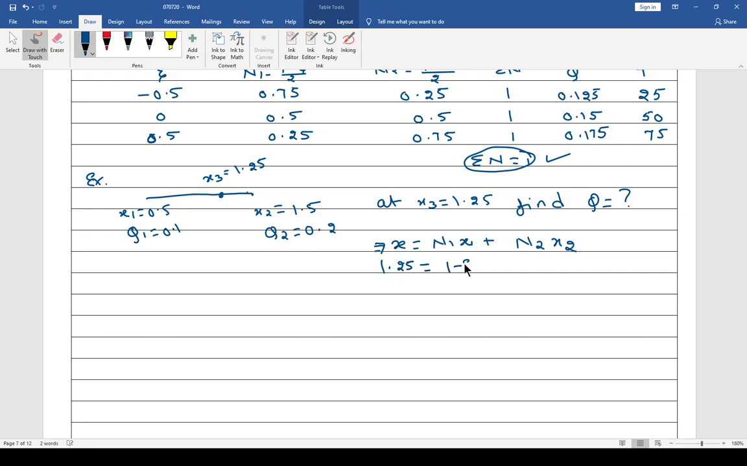This is 1 minus xi by 2, and x1 is my 0.5, plus N2 is 1 plus xi by 2, and the value of x2 is 1.5. Okay, so just solve this and let me know what is the value of xi.